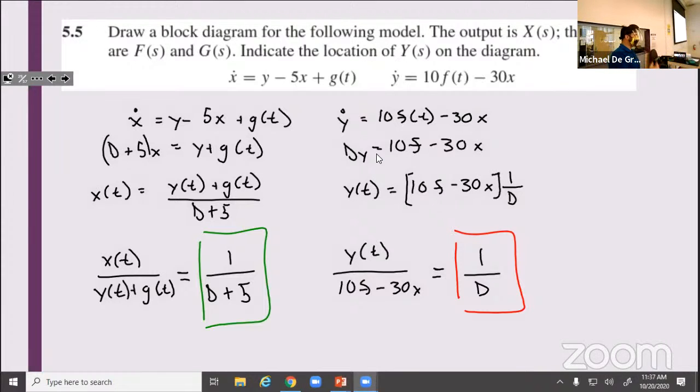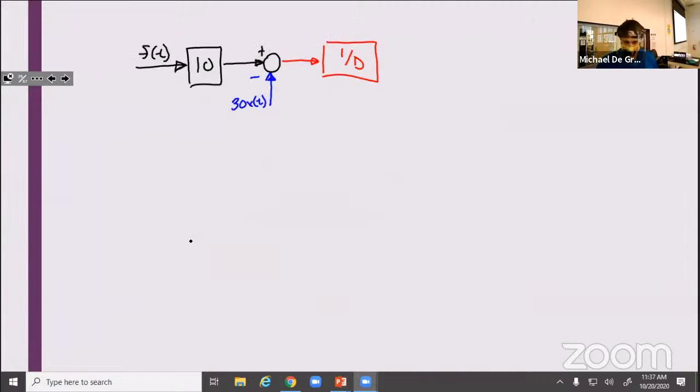How do I get that? Well, it's a summing function. F times a gain of 10 minus x times a gain of 30. I don't know where x is coming from yet, but I don't need it. So what does this give me out? Well, y of t. And that's the important part, because the question specifically asked us to designate where y of t is. So if you put both of these equations together, you might potentially lose where y of t is, depending on how you do it.